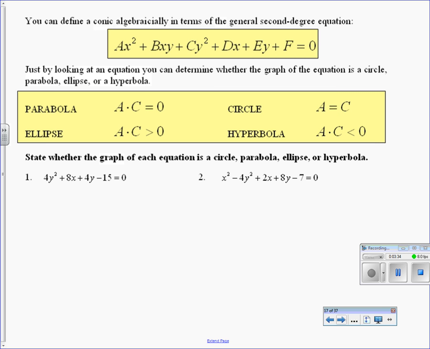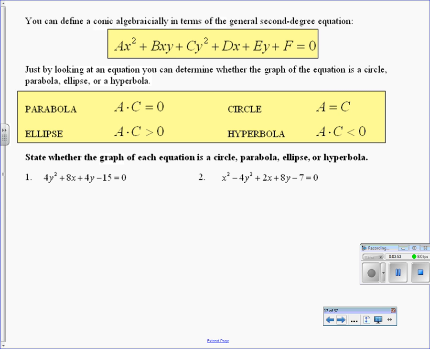Next, we have an ellipse. An ellipse is when I get some kind of number for A and a different kind of number for C, in such a way that I multiply them and I get a positive number. So that's what it means by being greater than 0. So it's going to be a positive number, so therefore that's going to make what we call an ellipse.